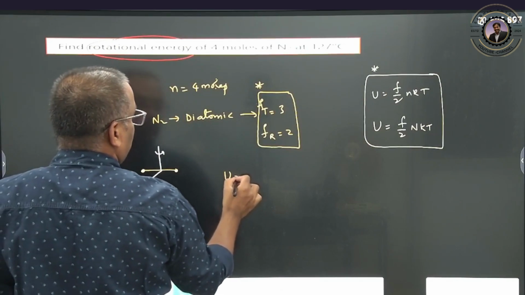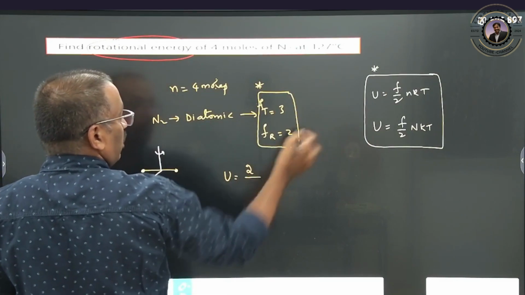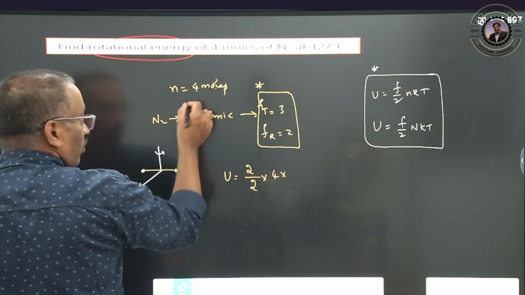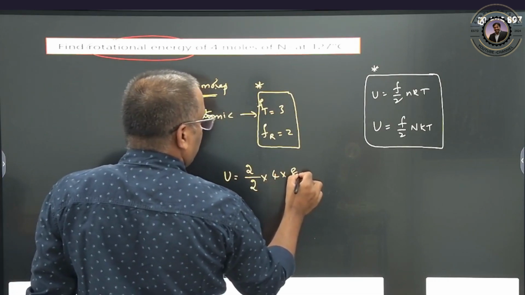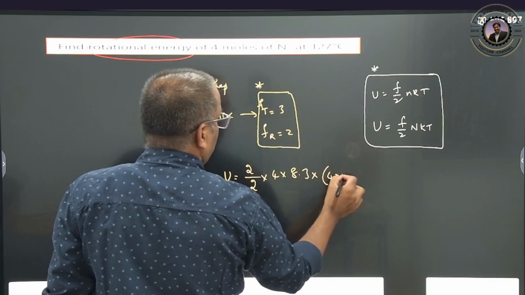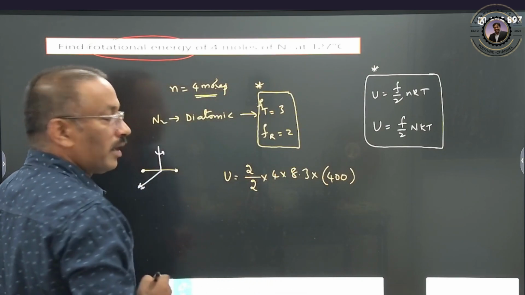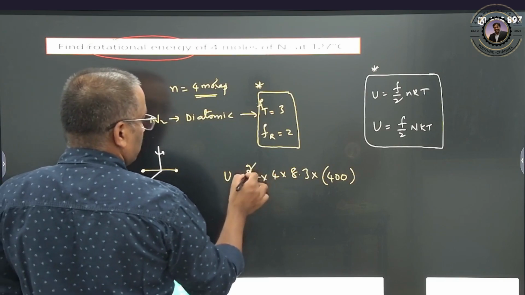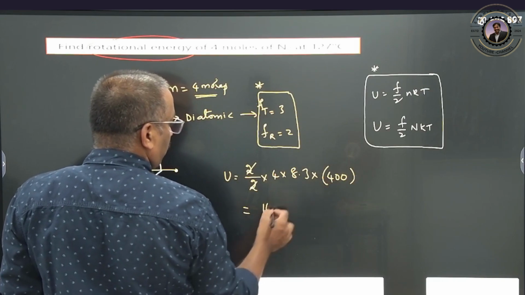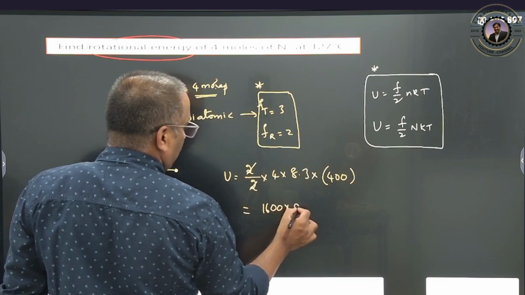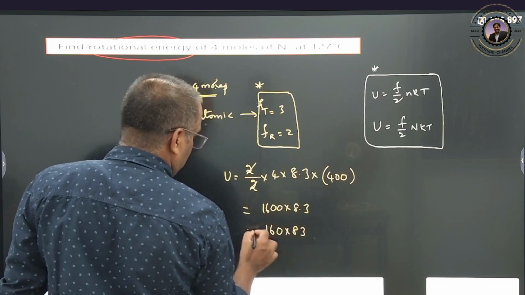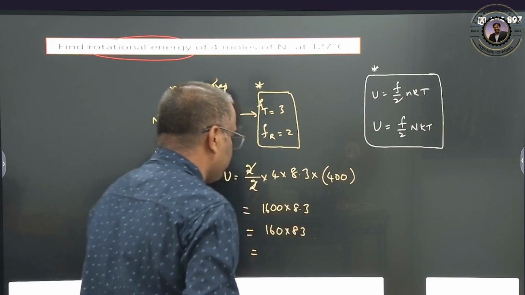So it will be equal to rotational degrees of freedom 2 by 2 into R. N is nothing but 4, the number of moles. R is 8.3. Temperature is 127 degrees centigrade, which means 400 Kelvin. Clear? So this will get cancelled out. Therefore here 1600 into 8.3. Clear? So 160 into 83. How much will it be now?